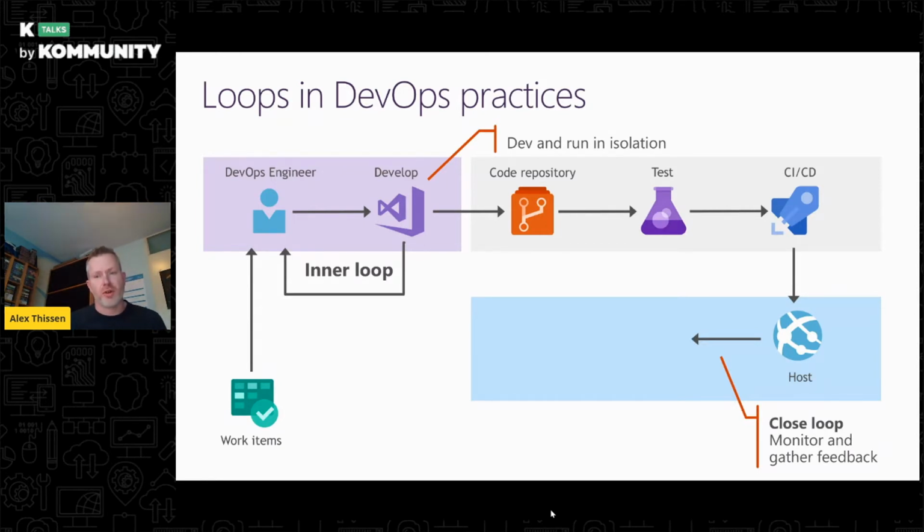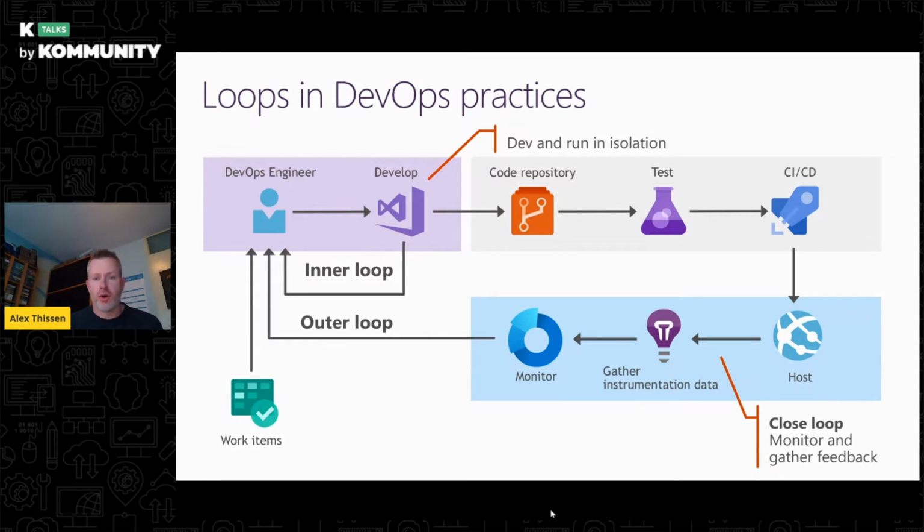Is it a popular feature or not? That's how you observe, and that's what you need to get all the way back. So you need to gather all that instrumentation data, and then finally use some form of monitoring, so you can look at all that information, gather knowledge, and then decide on what to do. And that decision brings you back into closing the outer loop.